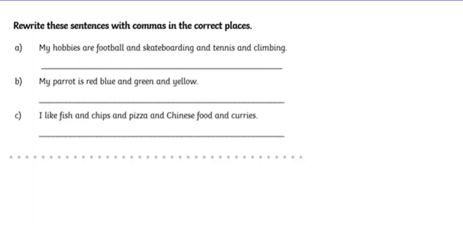Okay, so let's work through the first one together to work out how we need to do it. So the first thing I would do, I would identify my "and"s, because remember, commas can replace "and."